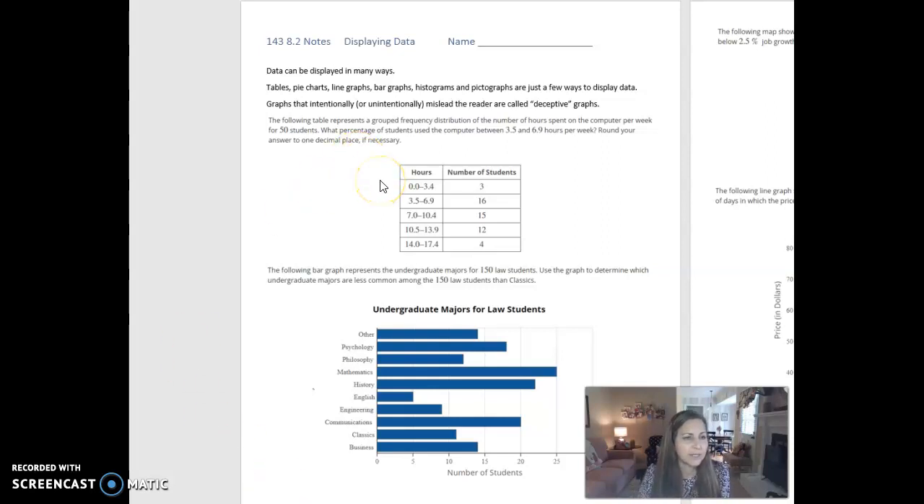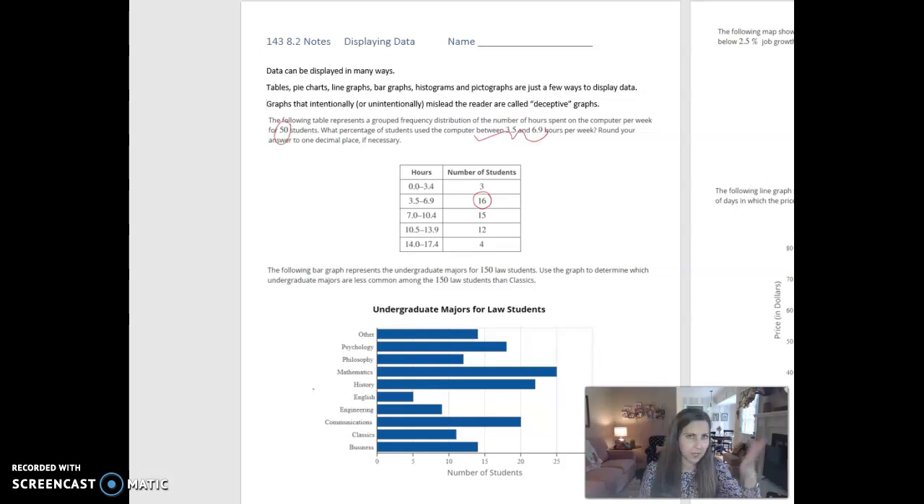The first one: the following table represents a group frequency distribution of the number of hours spent on the computer per week for 50 students. That's important. We have 50 students. What percentage of students use the computer between 3.5 and 6.9 hours a week? So we want to know what percentage of students use the computer between 3.5, here's 3.5, and 6.9. So we've got 16 students that fall in there. Another thing that's important is that we're told that there were 50 total students.